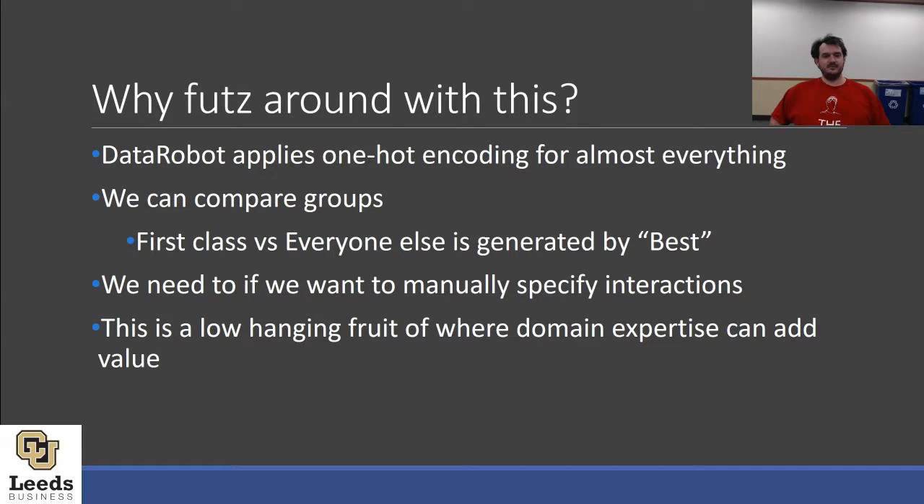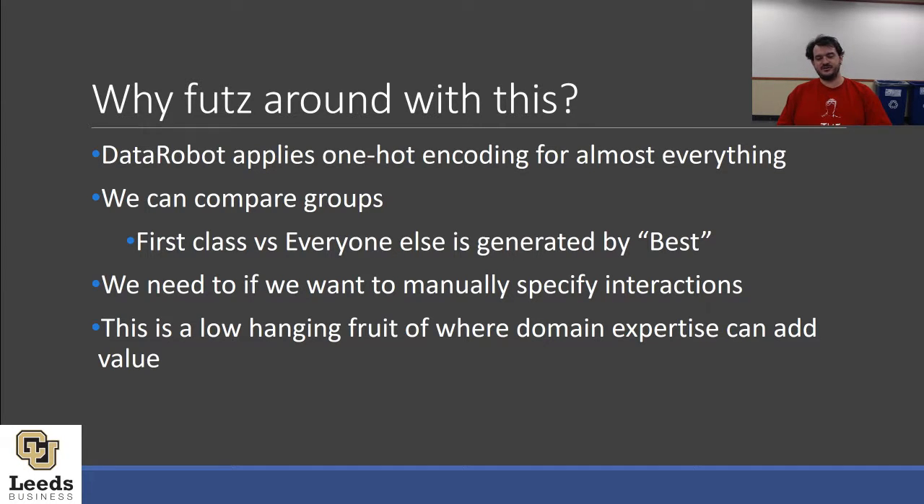DataRobot uses binning and one-hot encoding for almost everything it does in its pre-processing steps. It, of course, has other tools and other things it can do, but it really likes those two approaches. But you, as someone who understands how these algorithms work, and someone who understands a little bit of the real-world domain that you're applying them in, can come up with something better than just one-hot encoding. You can make meaningful group comparisons.